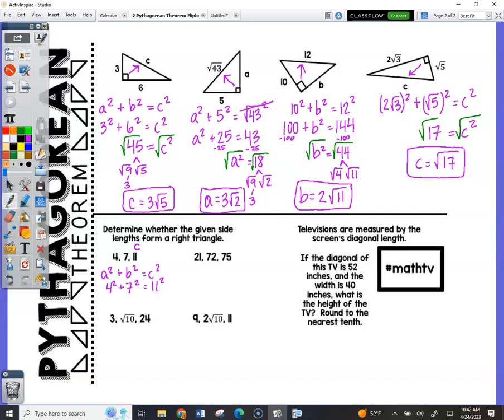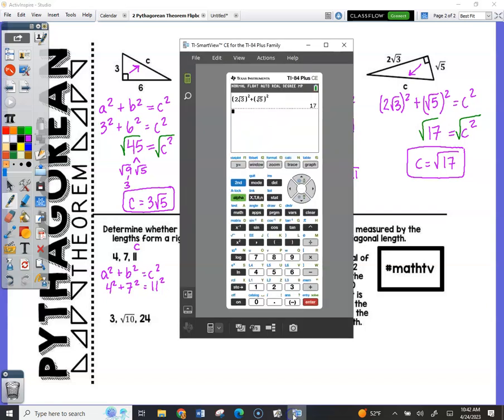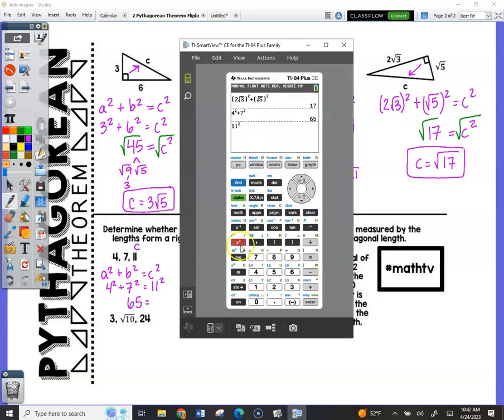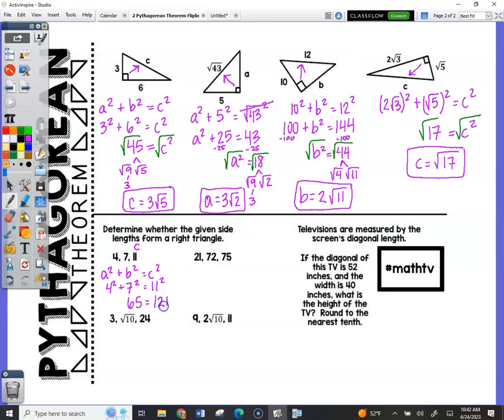And then now you check the left with the right. So you would go to your calculator and type 4 squared plus 7 squared. You get 65. Then you would type 11 squared, and you get 121. So no. Does 65 equal 121? No. So the answer is no. Those 3 side lengths could not describe a right triangle.